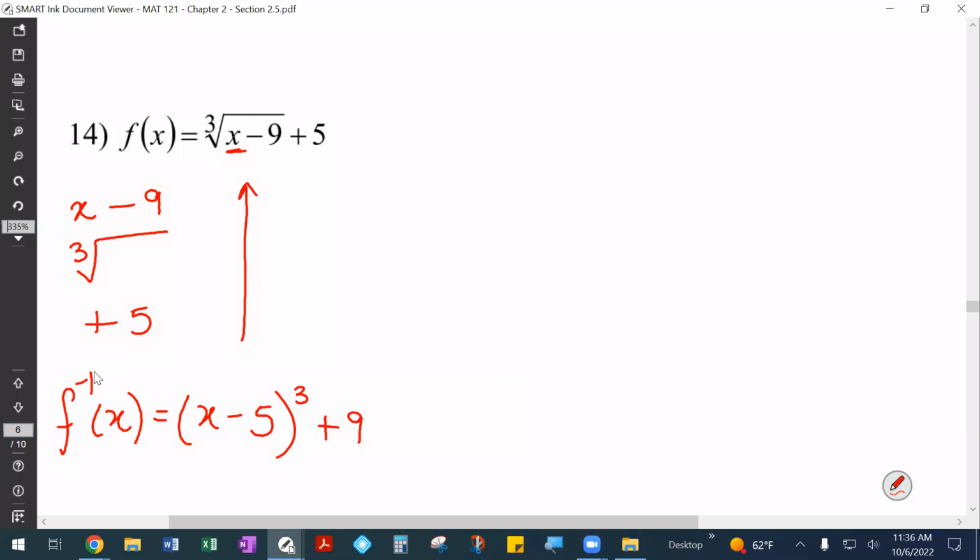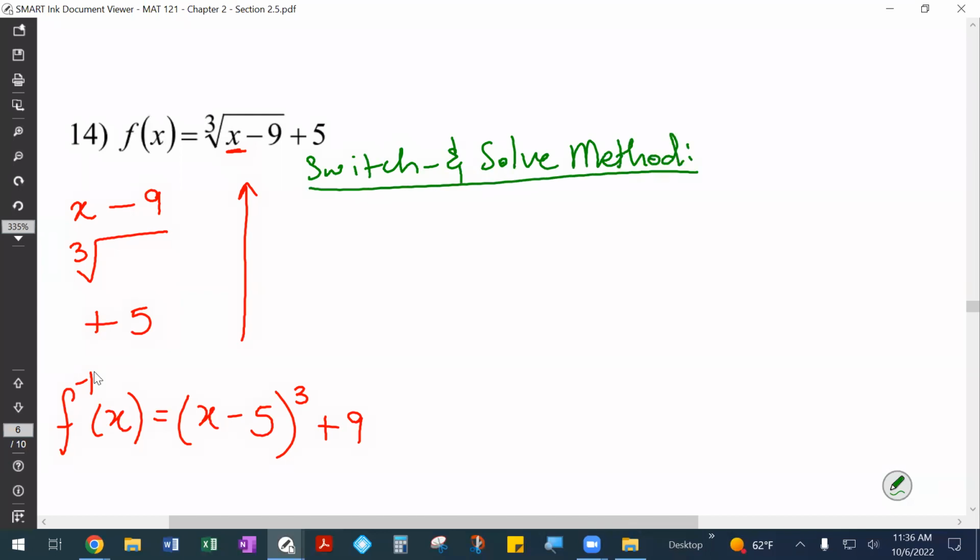Now let's use the switch and solve method and see if we get the same answer, which we should. So switch and solve, of course, replace this guy with Y. Then do your interchanging of the X and Y variables.